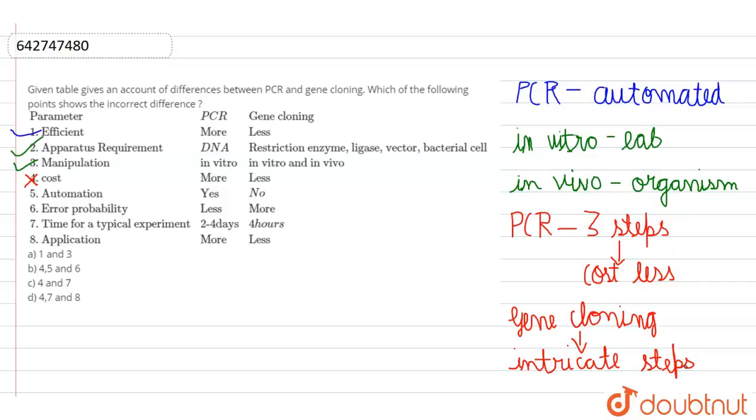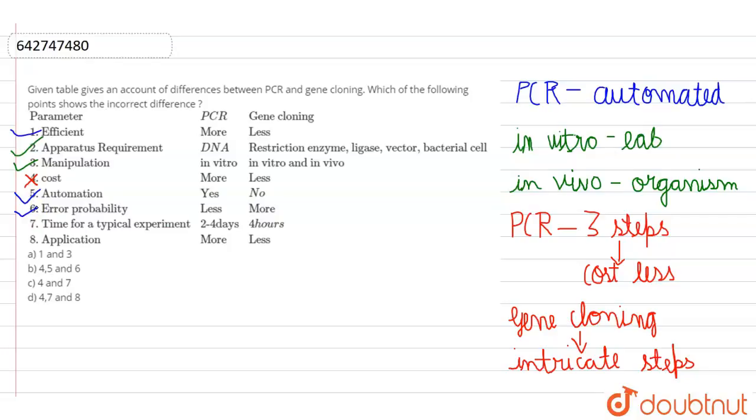Now the fifth point is based on automation and it says that PCR yes, gene cloning no. So this is also correct as I told you that PCR is an automated process. The sixth one is based on error probability and it says that PCR has less error chances whereas gene cloning has more. So this one is also correct. As gene cloning requires human effort, it has more chance of error.